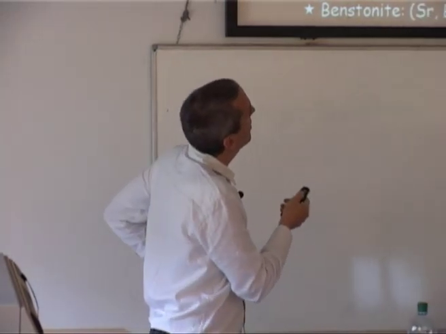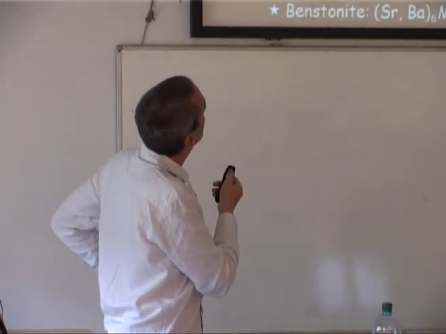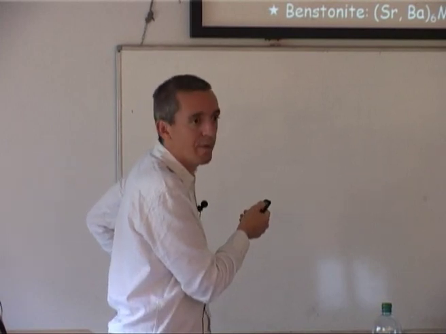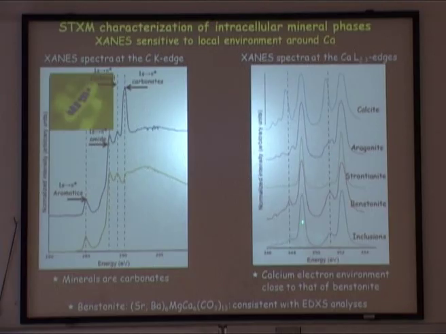Now, instead of looking at the carbon, we look at calcium by STXM, and we get spectra. This is the spectrum we get from the inclusion. This is how it looks. Now we look at spectra from reference calcium, strontium, barium carbonates. Calcite, even if you don't know anything about this, they don't look the same. Aragonite, they don't look the same. Strontianite, they don't look the same.